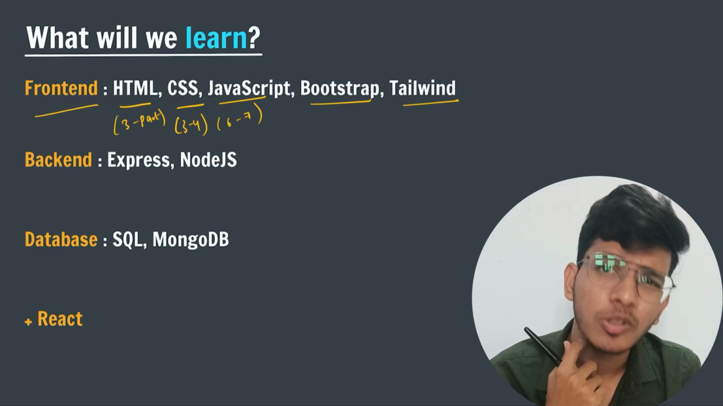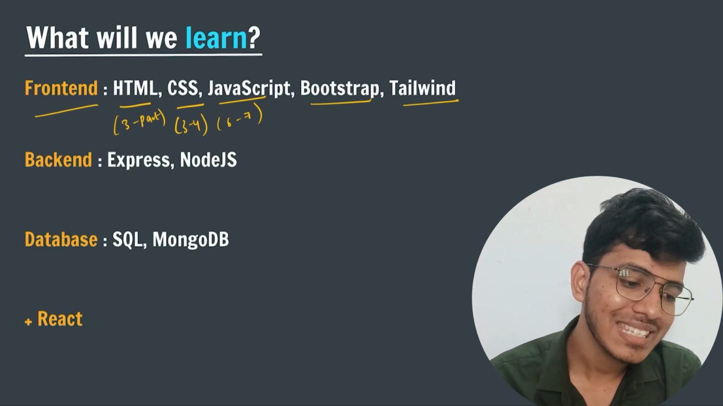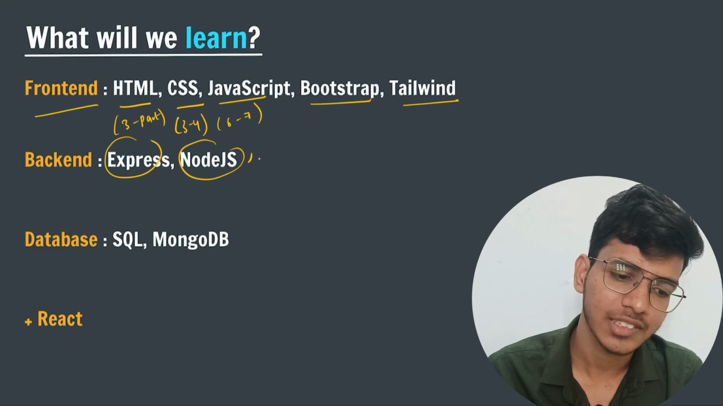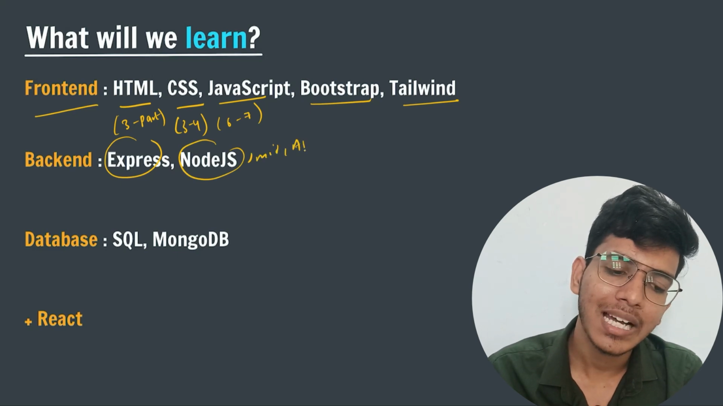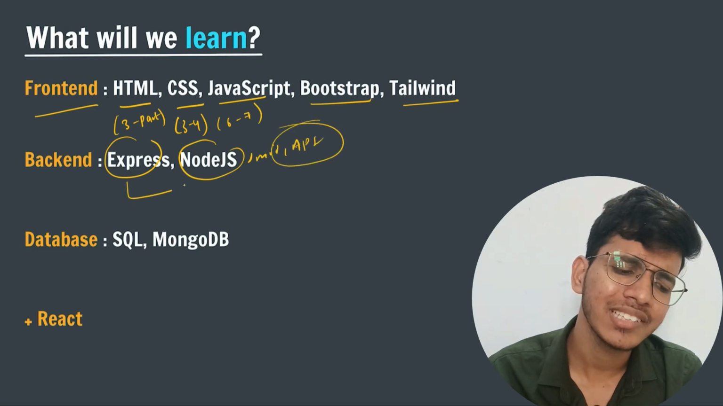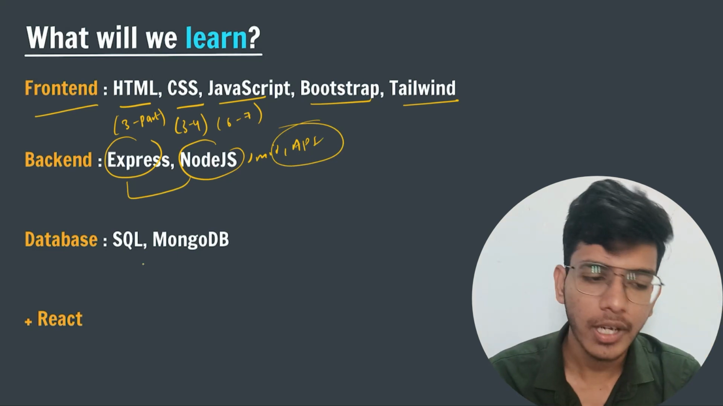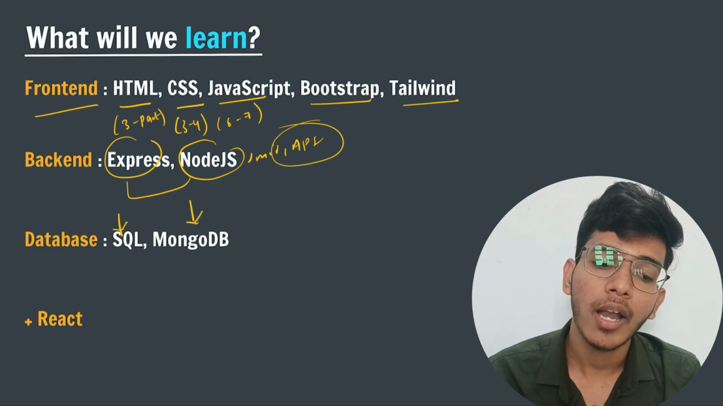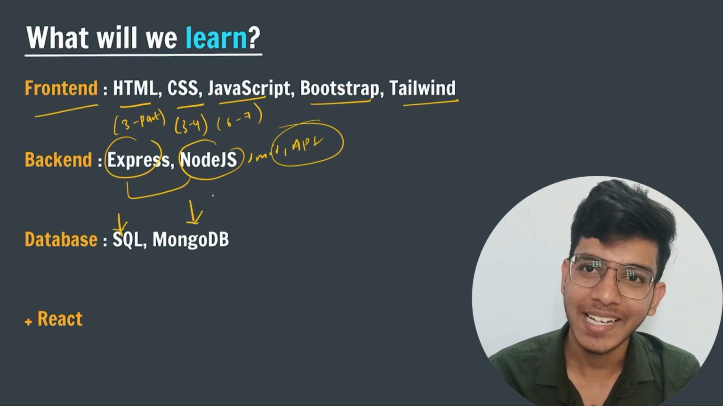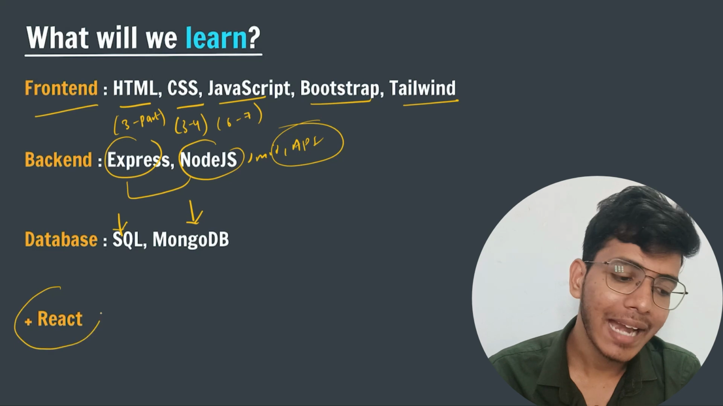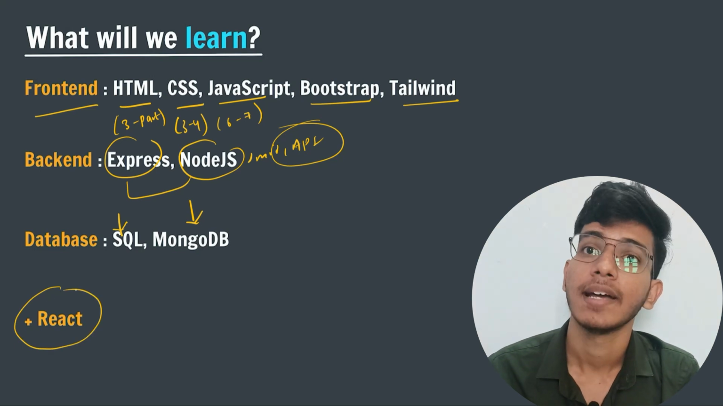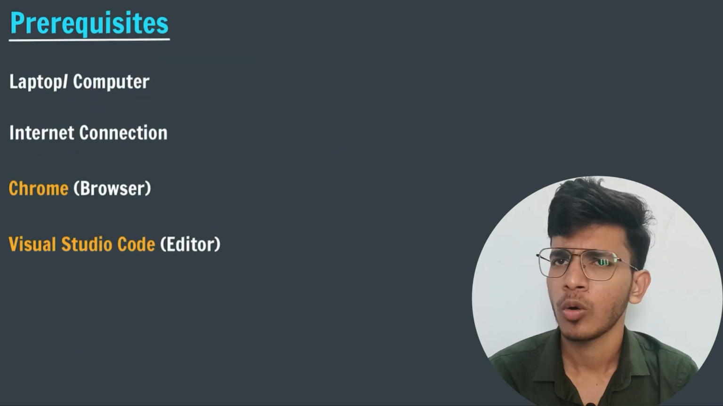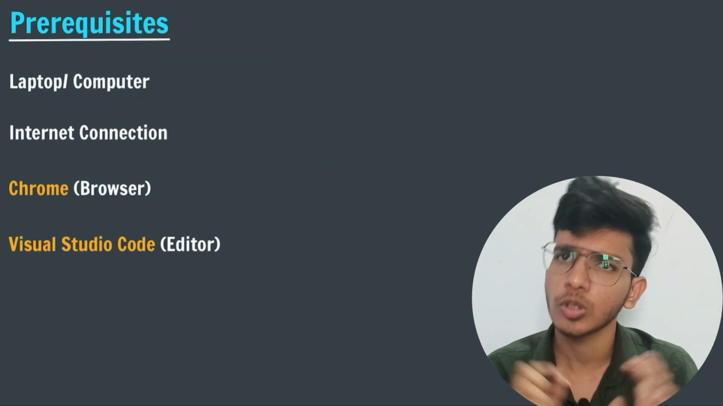After that we'll learn what is Bootstrap, Tailwind, and in the backend we are gonna learn Express, Node.js, and there are also other things called middlewares, APIs, all those kind of things, but this is just the overview. In the backend we are mainly gonna focus on SQL and MongoDB. And finally, at the end of our course we are gonna learn React. I hope you got the overall overview of the course.